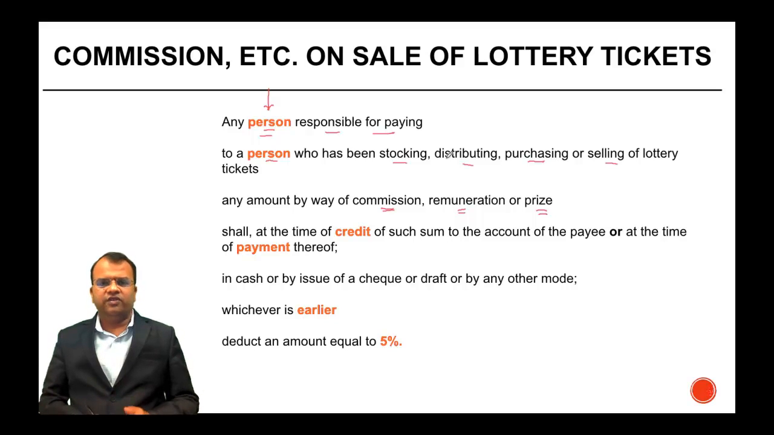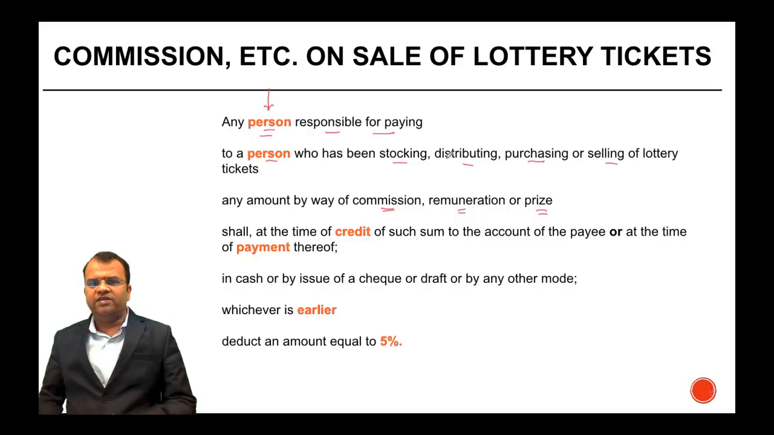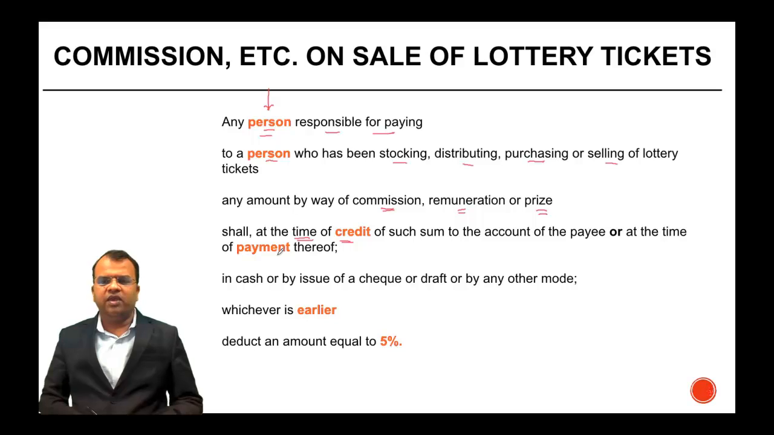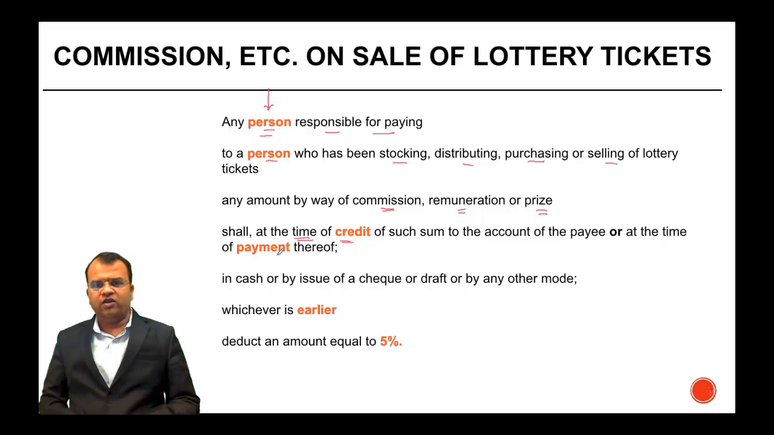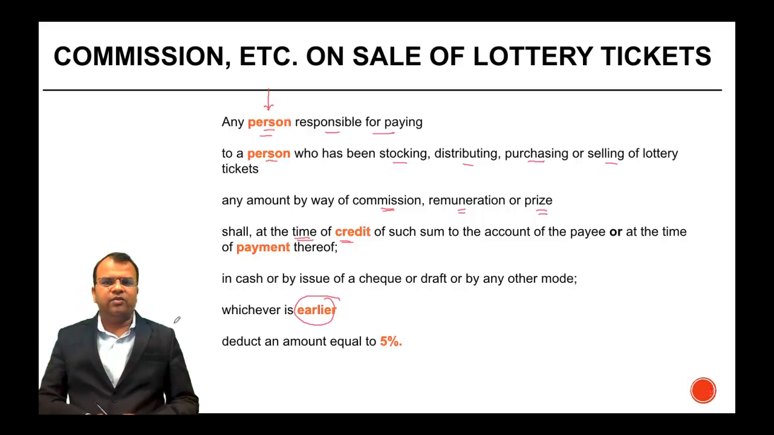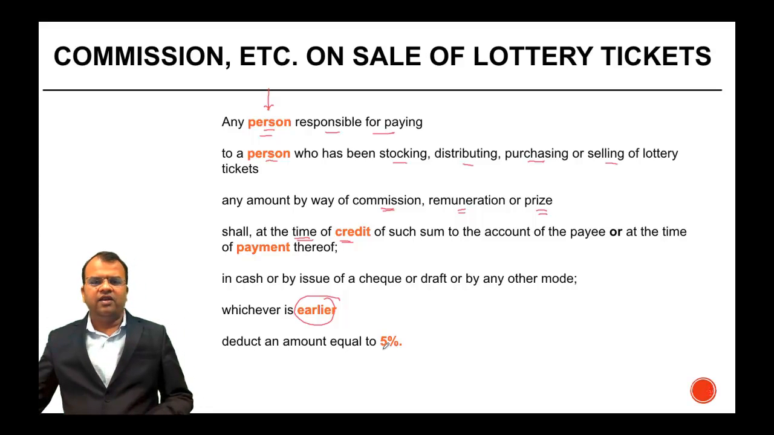If for doing either of these three activities, he gets some remuneration or price or commission, then the person who is responsible for paying him such commission, remuneration or price is under an obligation to deduct TDS at the time of credit of such sum to the account of the payee, or at the time of payment thereof in cash or by issue of check or draft, or by any other mode, whichever is earlier. So the tax has to be deducted either at the time of credit or payment, whichever is earlier. And what is the rate at which TDS has to be deducted? Deduct an amount equal to 5%.